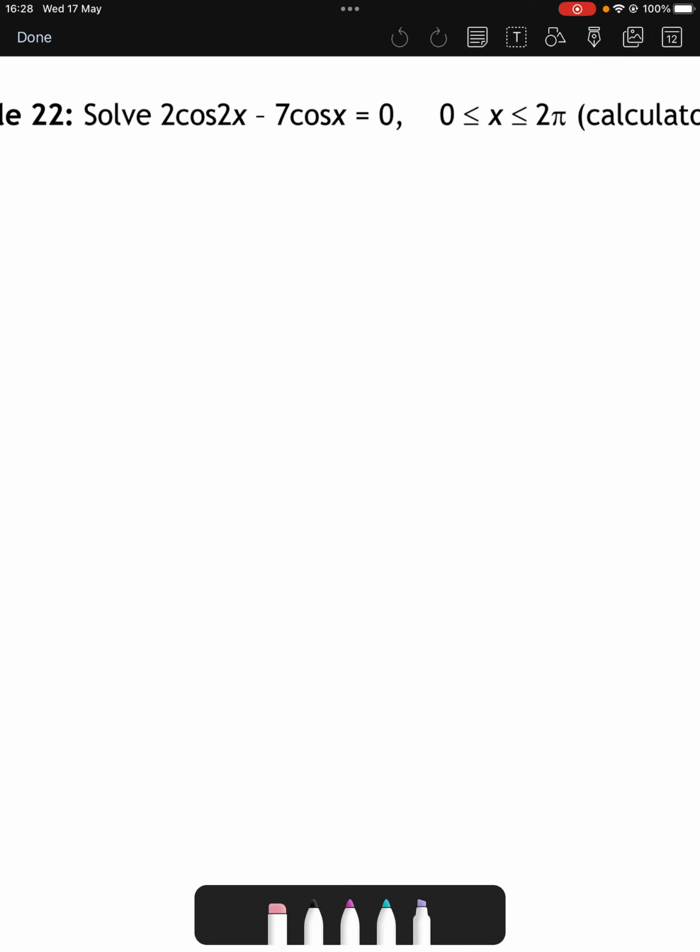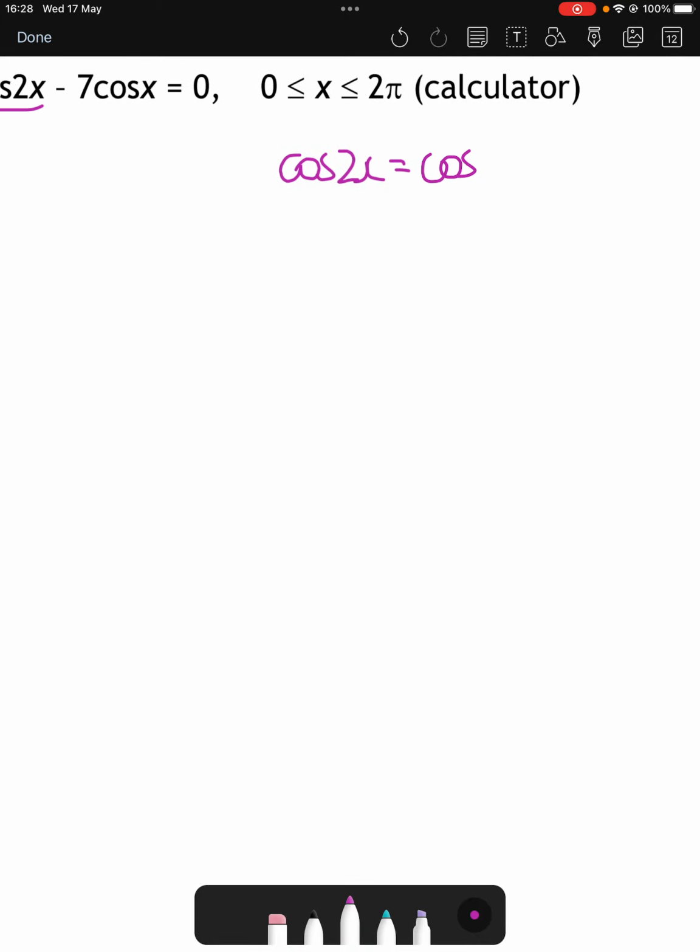Okay, so this time, example 22, we do have a cos 2x there. And we need to decide what one we're going to pick. So remember, you've got 3 to pick from. So you have cos 2x is, from your formula sheet, cos squared minus sine squared. It's also equal to 2 cos squared x minus 1. And it's equal to 1 minus 2 sine squared x. And you need to decide what one you're going to pick.